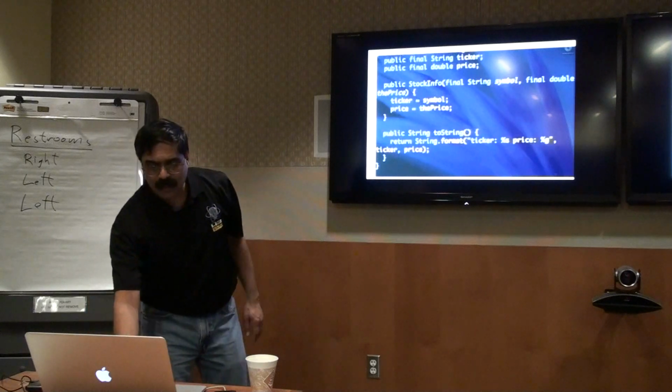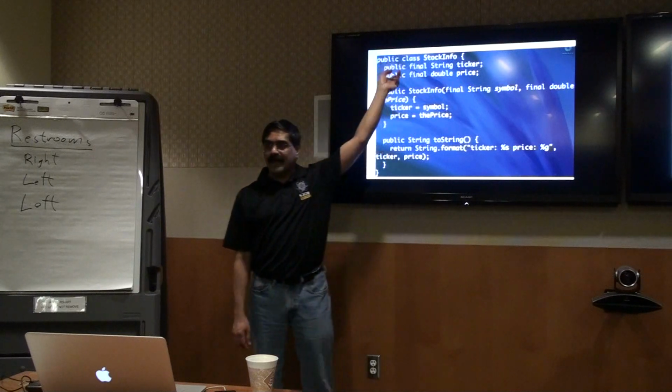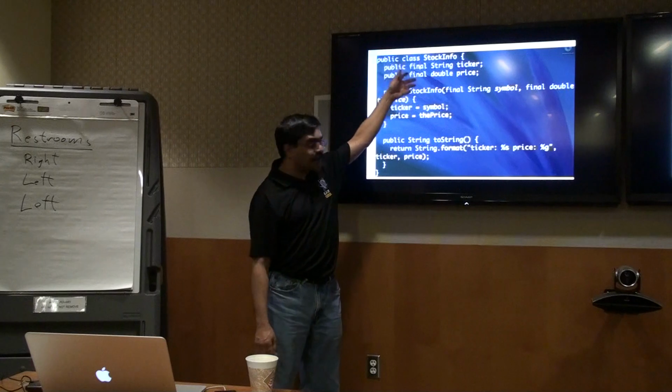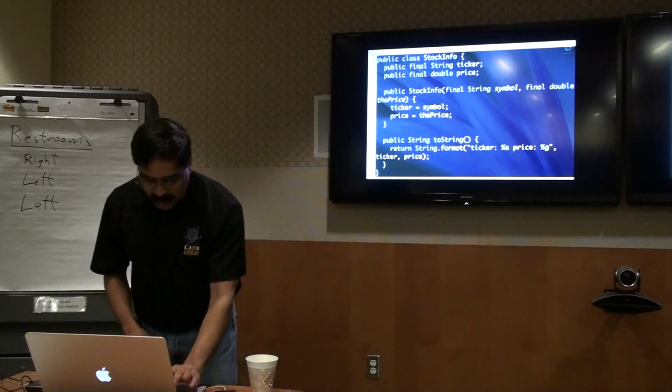Stock info is a little POJO. I've got a ticker, I've got a price, which are final, public fields. The constructor simply initializes them. They are final, they cannot change. And the toString simply prints them out. That's all I have in a stock info, right?